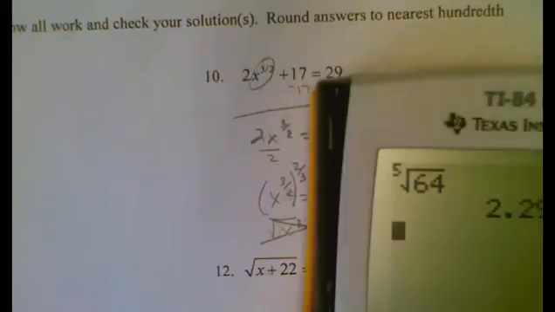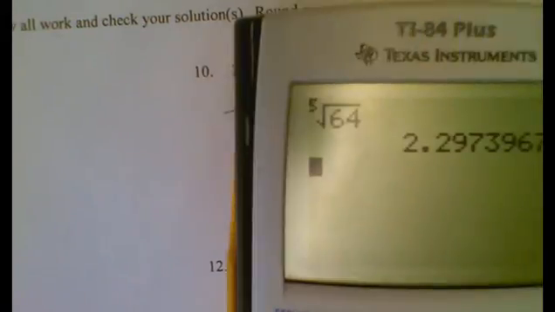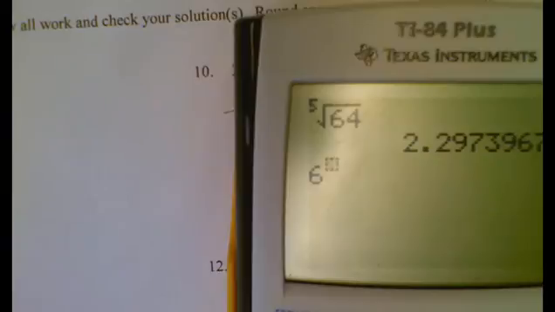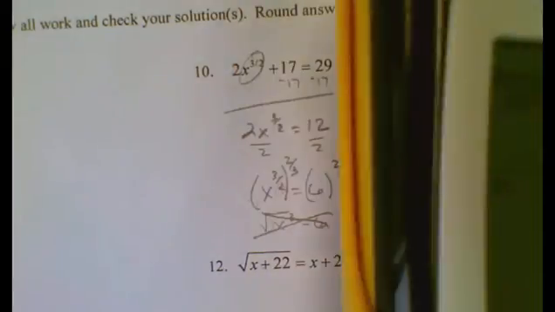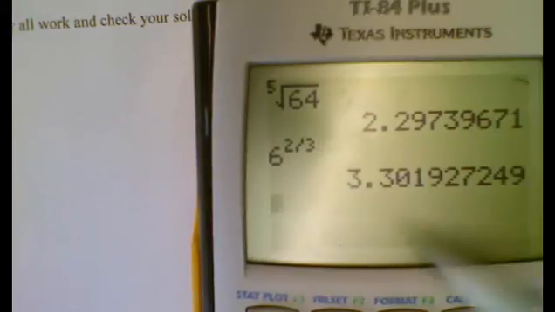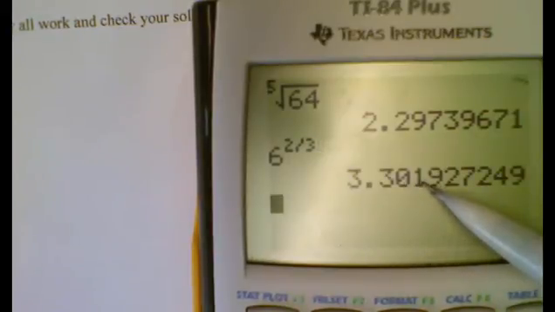Or, you can use your calculator. You can say you want to take 6, raised to the, now my calculator goes up like this. If yours doesn't, put it in parentheses. Raised to the 2/3 power. So 2 divided by 3 power. Hit enter, and I get 3.30, because again, that 3rd digit is 1, so it's just 3.30.